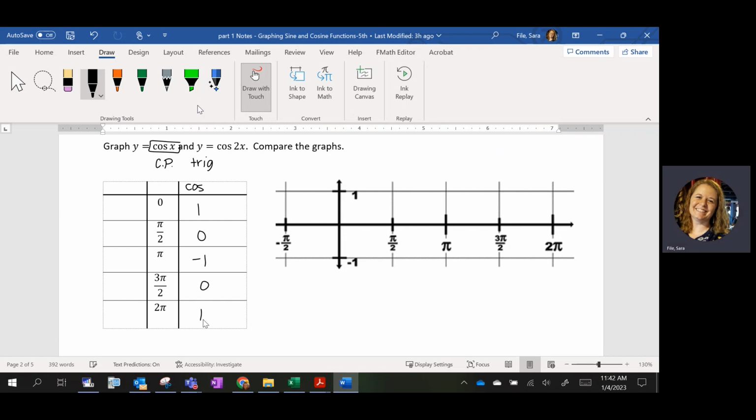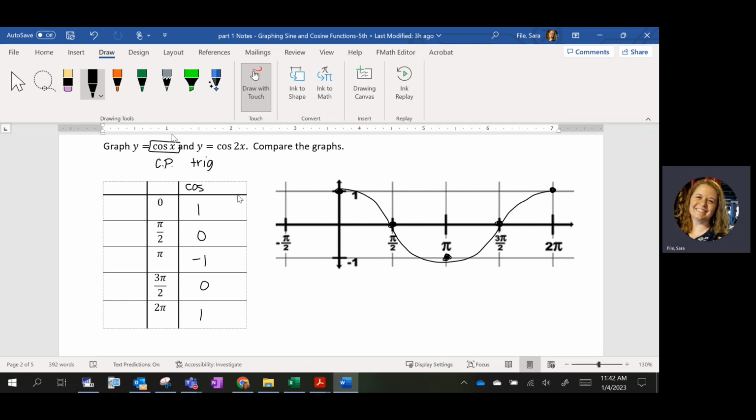And back to 1, because cosine starts at a high and ends at a high. It goes high, middle, low, middle, high. Okay, so this is the parent function for cosine. These are the points I'm going to plot: 0, 1; pi half, 0; pi, negative 1; 3 pi half, 0; 2 pi, 1. So here's one cycle of cosine.